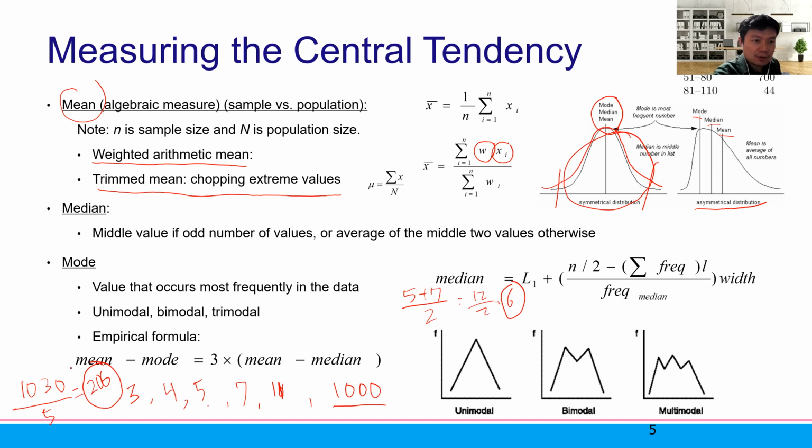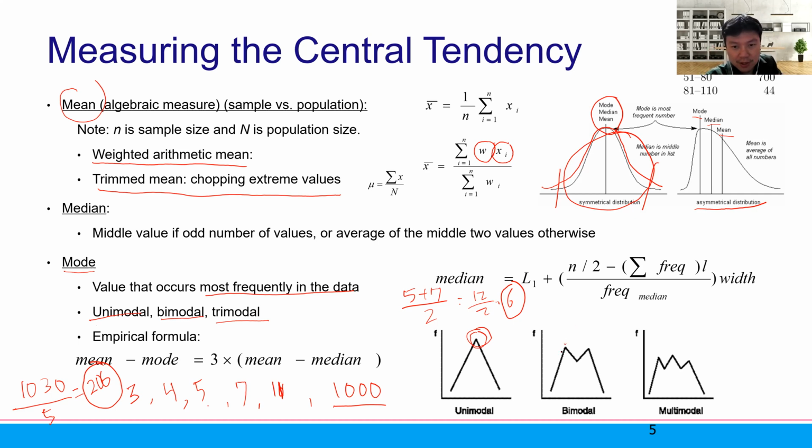There might be another way to analyze the data about the central tendency, which is using the mode. The mode is the value that occurs most frequently in the data. It can be unimodal, bimodal, or trimodal, depending on the peak. The peak means the number of frequent data. If there is only one frequent data, then you can see the peak is only one, so we call this unimodal.